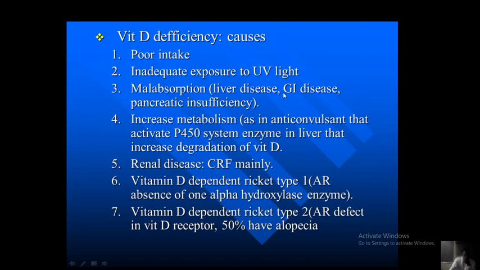Vitamin D deficiency causes poor intake. When a person takes less vitamin D food like milk, paneer, and greens, there is decreased intake, and inadequate exposure to UV light. How long should a person be exposed to UV light to get adequate exposure? It is around 5 to 10 minutes, not more than that.